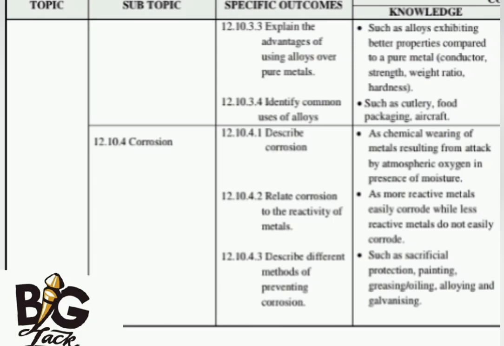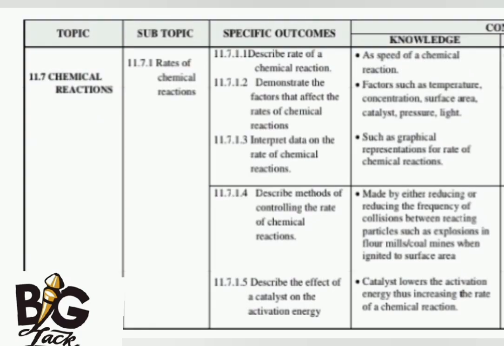So apart from that one, as far as chemistry is concerned, the questions are going to come under chemical reactions, where you are going to be required to balance a chemical equation and also to describe the rate of a chemical reaction. You need to know how to describe the rate of a chemical reaction, and methods of controlling the rate of chemical reactions. You need also to describe the effect of a catalyst on the activation energy. A catalyst lowers the activation energy, thus increasing the rate of a chemical reaction.